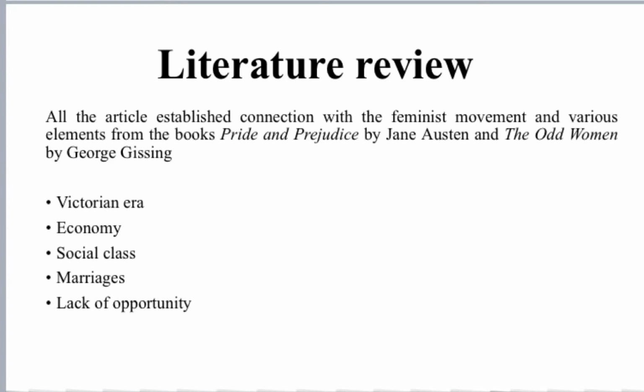Literature review. All the articles establish a connection with the feminist movement and various elements from the books Pride and Prejudice by Jane Austen and The Odd Woman by George Gissing. Overall, all these sources speak about the domestic value of women and how they were treated. They also say the literature of the 19th century put a great emphasis on the concept of marriage as a social institution. These domestic fictions display a great shift in marriage from an aristocratic institution to a socially accepted institution that identifies the value of individual women.